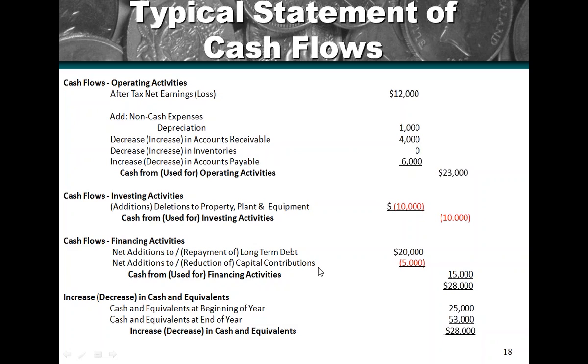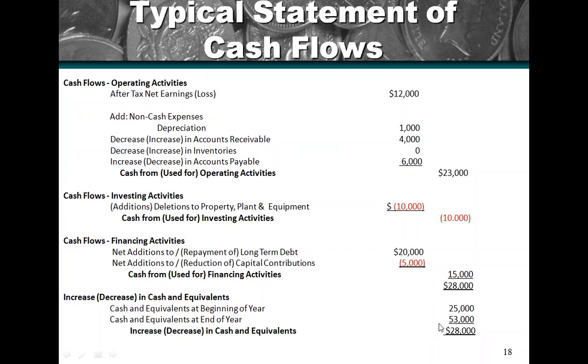Okay. Then you go into investing activities. Additions, in this case it was an addition because it's in brackets, or deletions to property, plant, and equipment. So we added 10,000 to our plant and equipment. We bought something. Some drilling equipment.